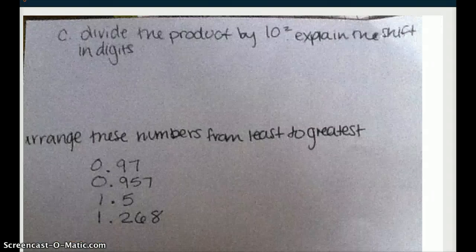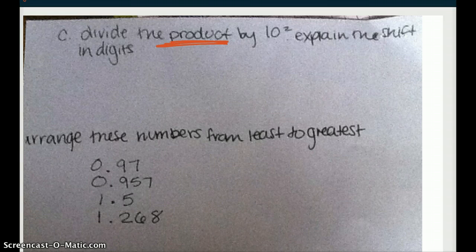Divide the product by 10 squared and explain the shift in digits. So remember that product is always the answer that you get when you multiply. It's called a product. A divisor is something you divide by, and then the answer that you get when you divide is your quotient.